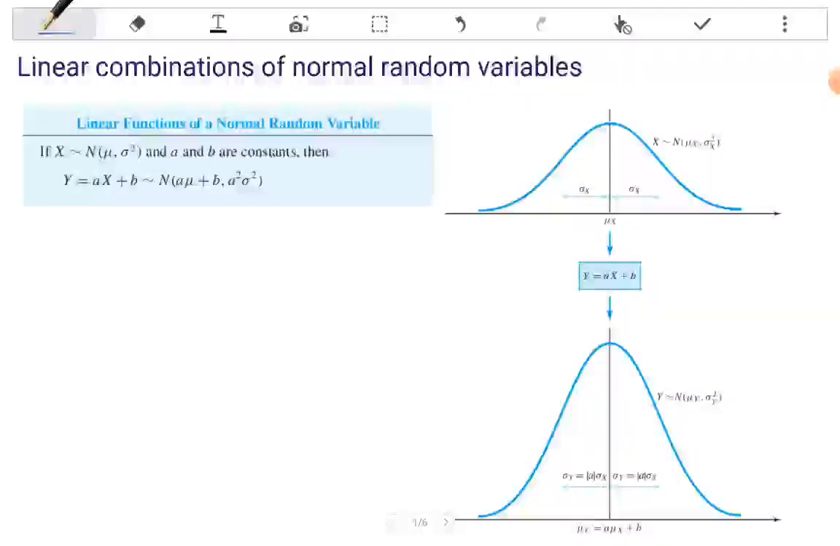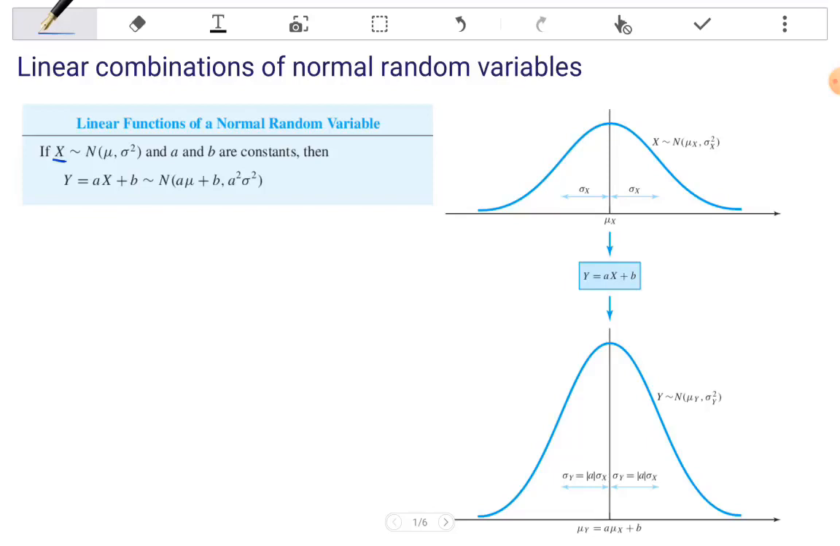It's important to understand linear combinations of normal random variables, so random variables which are normally distributed. Let's consider the simplest case, when we look at a linear function of a normal random variable. For example, we're given a random variable X which has normal distribution with mu and sigma, and a and b are some constants, and consider another random variable Y, which is a times X plus b.